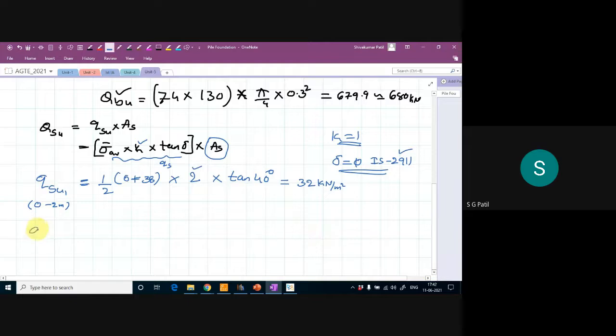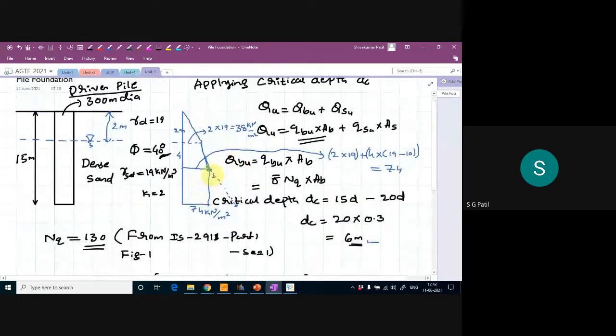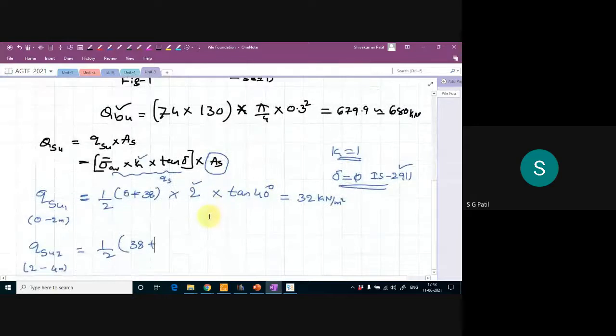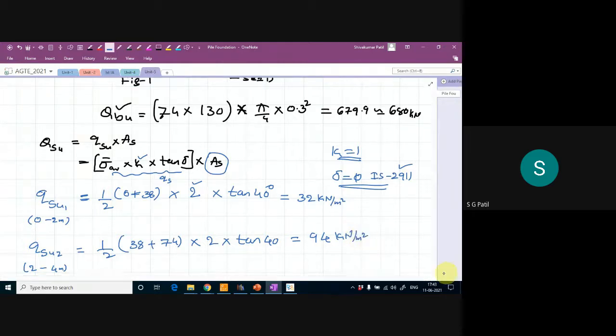Now I will calculate QSU2, that is from 2 meter to 4 meter. So half into 38 plus how much I got here? 74, no? 74 into K into tan delta. How much are you getting? 93.9. I will consider it as 94 kilonewton per meter square.